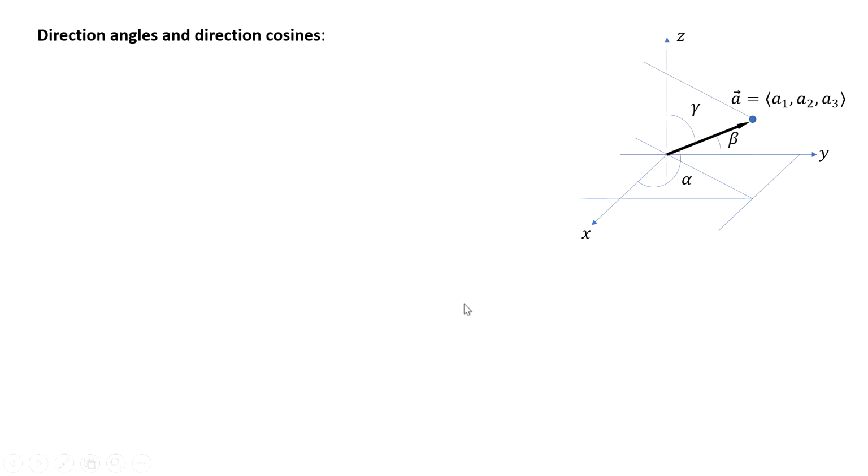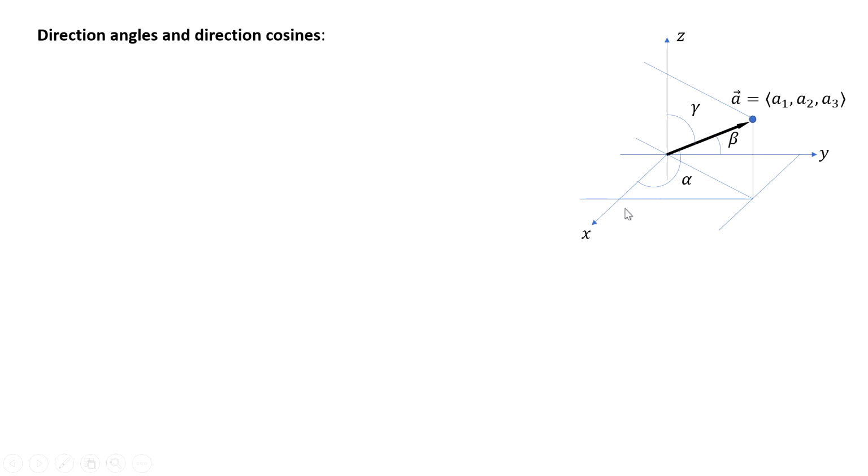Direction angles and direction cosines. This is an important concept. Maybe now I can talk about what I've been alluding to. Be careful about what the angle between two three-dimensional vectors is. The angle between these two three-dimensional vectors, you need to be careful, meaning, let's try to understand that.